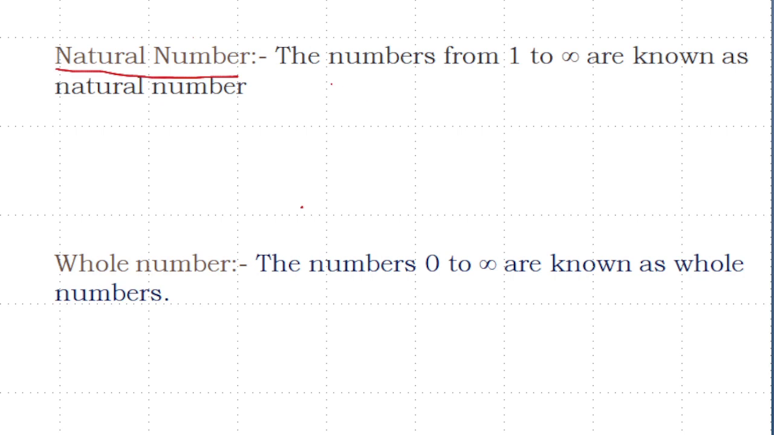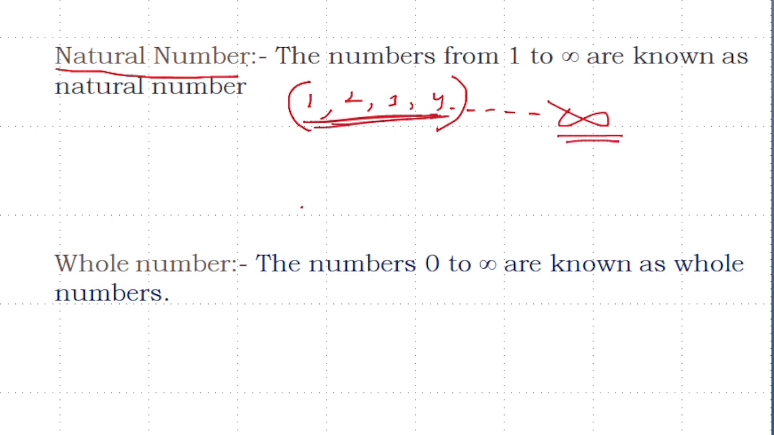What you started reading is 1, 2, 3, 4. Now when you teach your sibling how to recite the numbers, you also start from 1, which is very common, which is very natural. So 1, 2, 3, 4 up to infinity. The numbers from 1 to infinity are known as natural numbers.